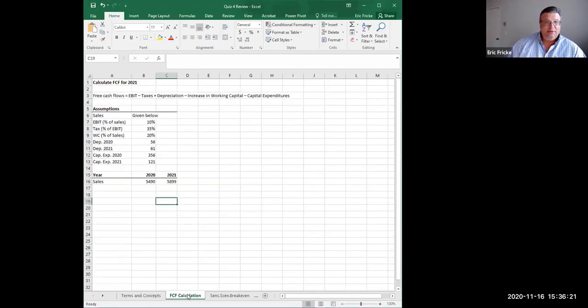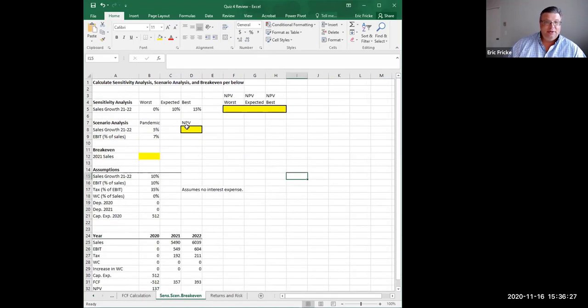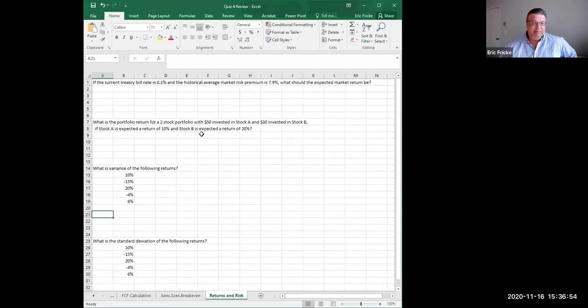Then we have a page for calculating free cash flows, and then we have a page for doing chapter 12 material where we did sensitivity, scenario, and break-even analysis. And you'll see in here, I did most of the work on this spreadsheet already, so we don't have to fully create the spreadsheet. Instead, we just have to know how to use the spreadsheet to do the sensitivity and scenario analysis. And then the last tab here has some questions from chapter 11 that we covered, and just a few questions there. And that should really take up most of the class.